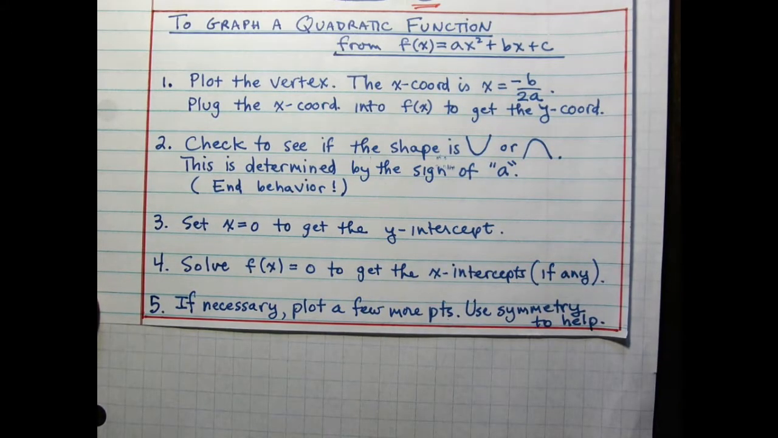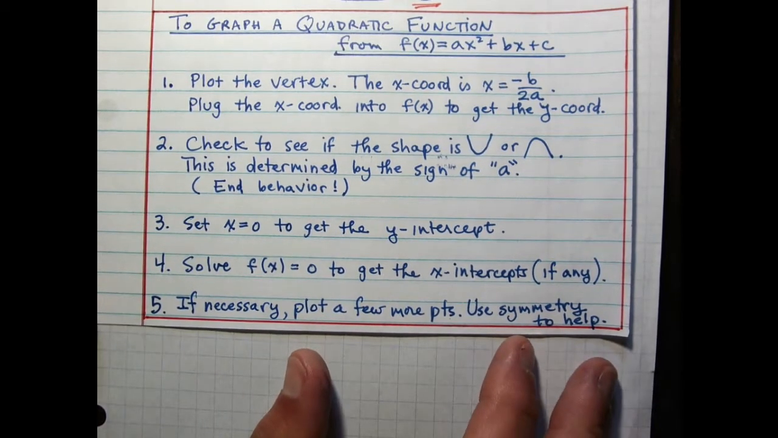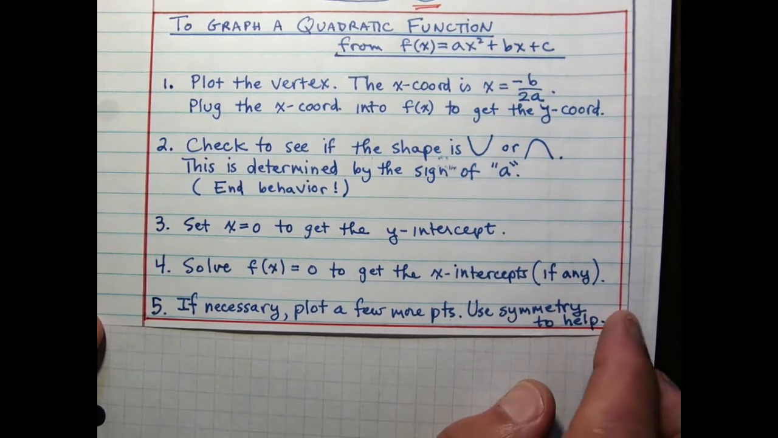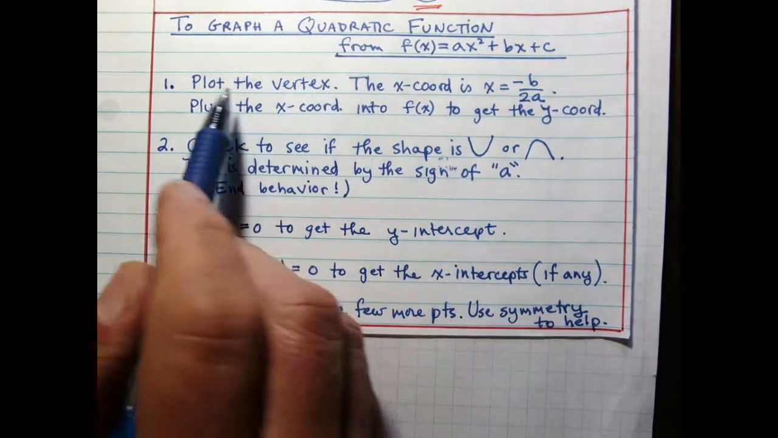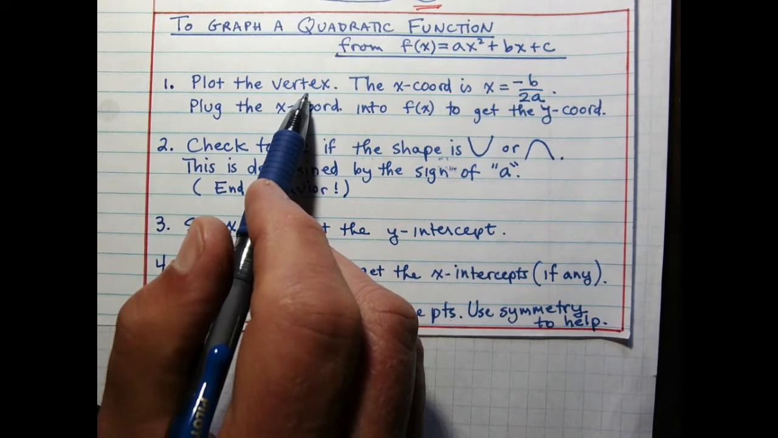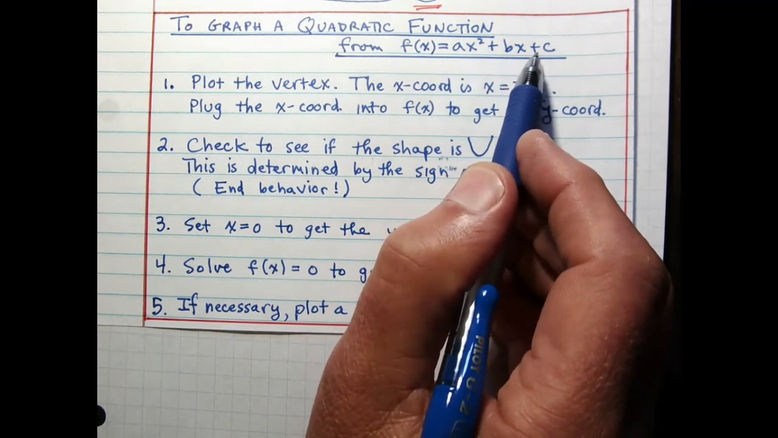And we're always going to be able to apply these 5 steps, which I believe you should be familiar with. This should be something you've covered before taking pre-calculus. But let's just go through these steps. We're always going to plot the vertex first, and you do need to know how to find the vertex from this ax squared plus bx plus c form.